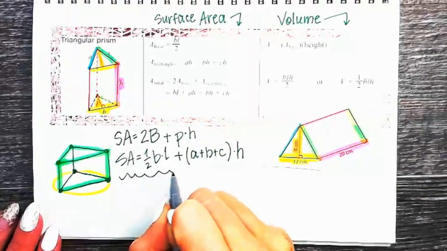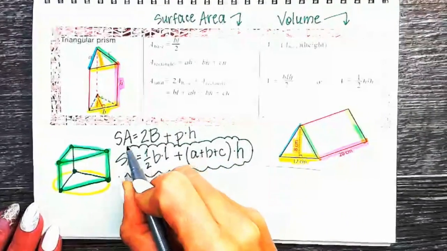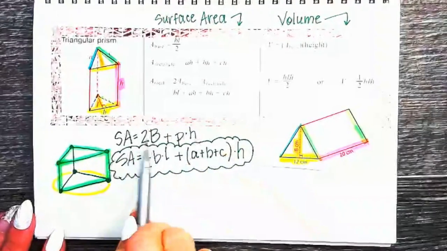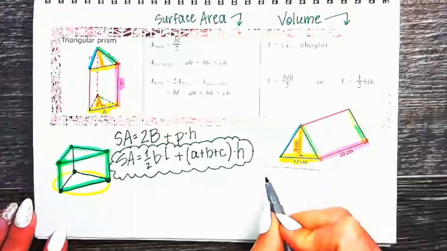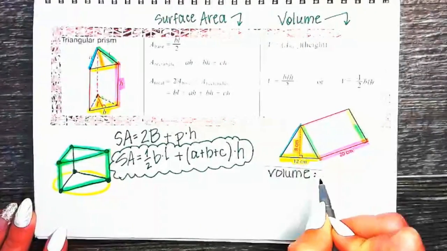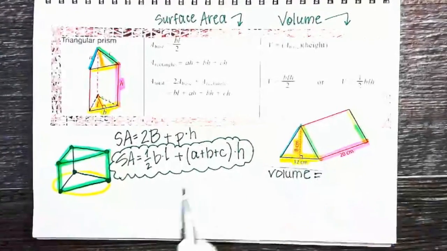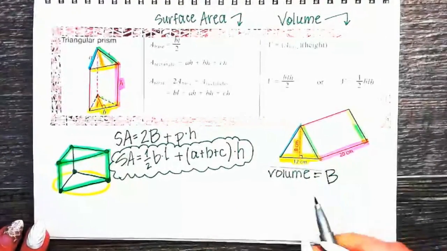So that right there is surface area above this little cloud. Obviously, it's a little bit more general and this is more specific. The volume, I'll write over here. So the volume is really the area of the base times the height.